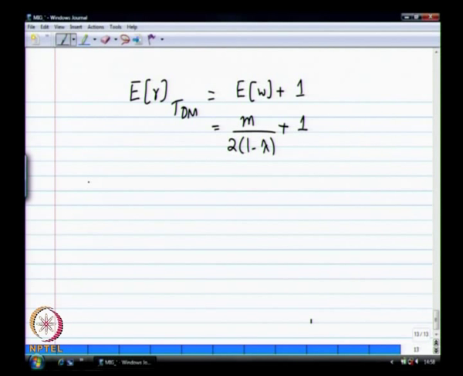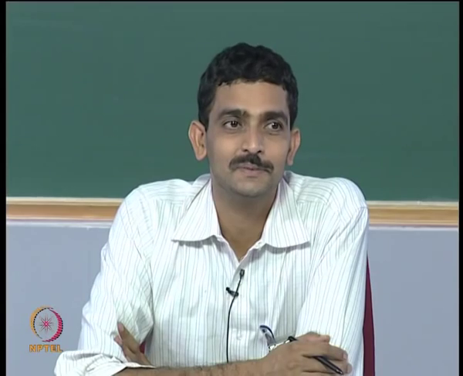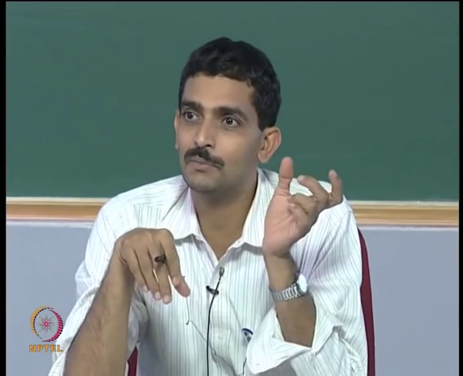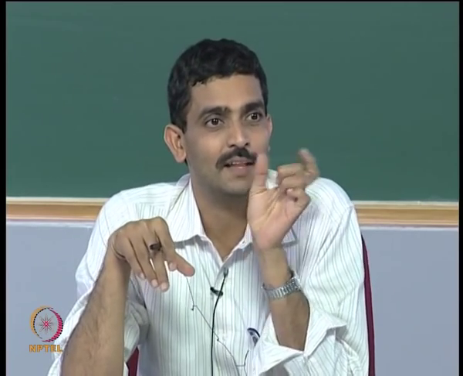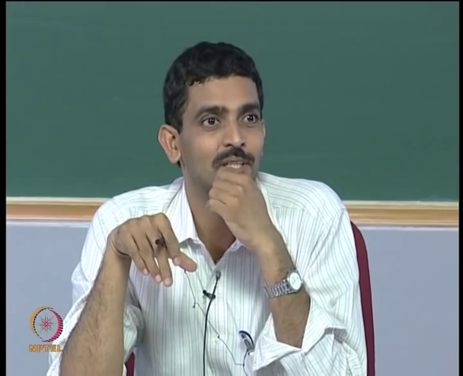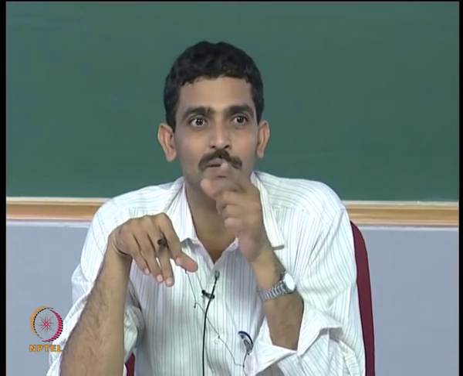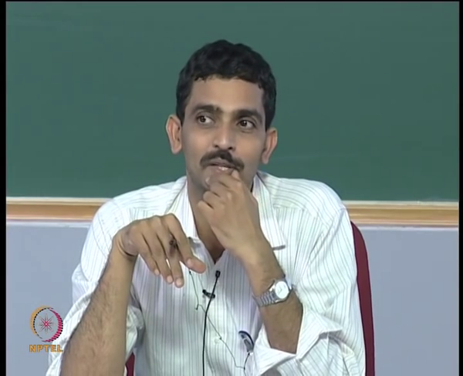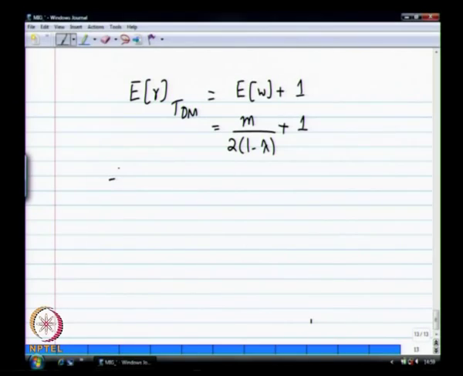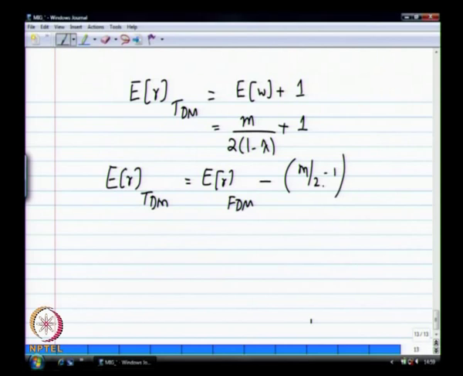And now which is better, TDM or FDM? Which will always have lower total response time? If we simply compare, one had E of W, this one had E of W plus m by 2, that had E of W plus m. This had E of W of the TDM plus m by 2, but this is 1, therefore the difference is simply m by 2 minus 1. So if you want to write that, E of R TDM is E of R FDM minus that, so therefore it will always be yes.